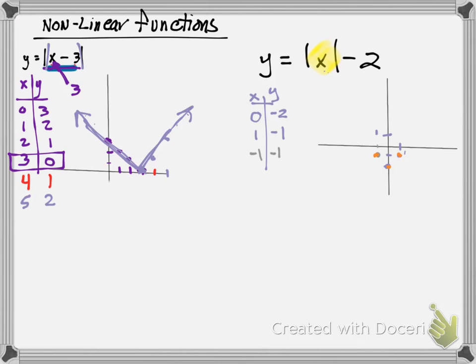So you can see, hey look, there's our V shape. I'm going to commit to that being the correct graph. So it actually doesn't take that long. Once you find that middle point, you have one going in each direction from it. So that's absolute value graphs.